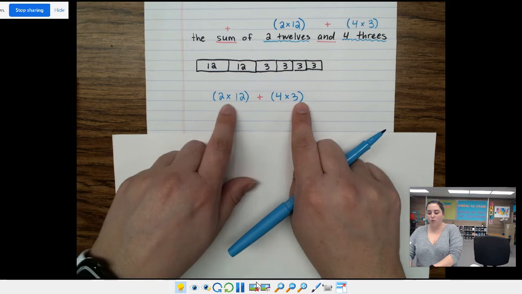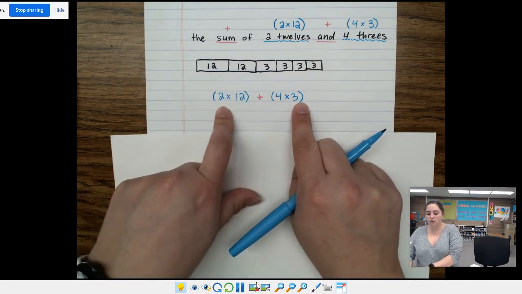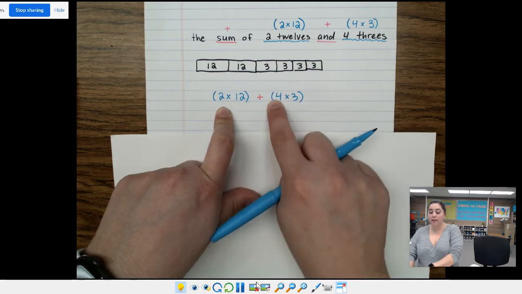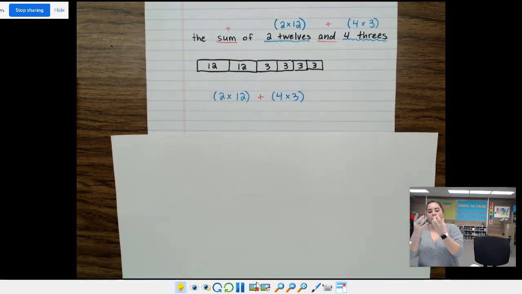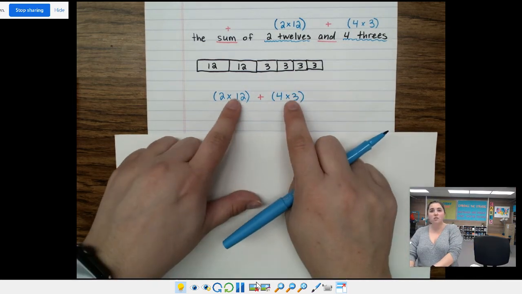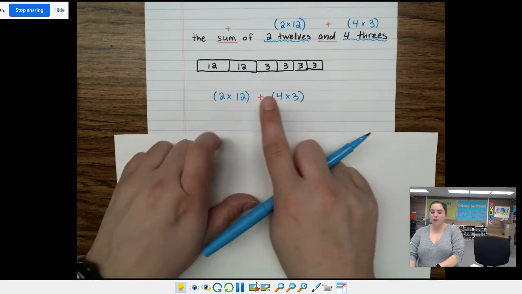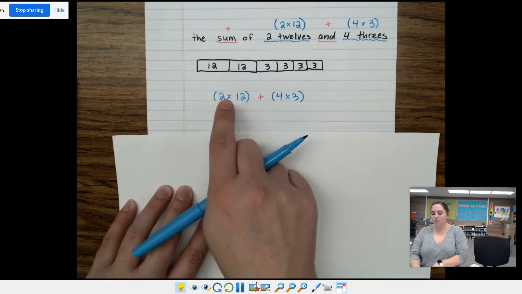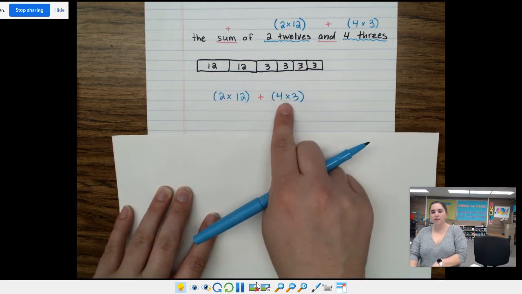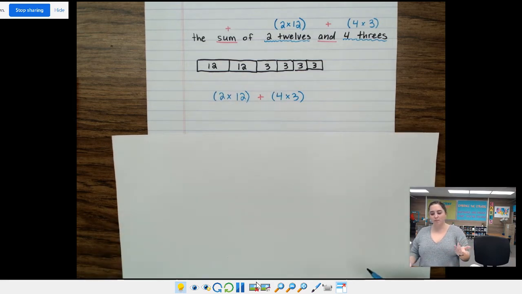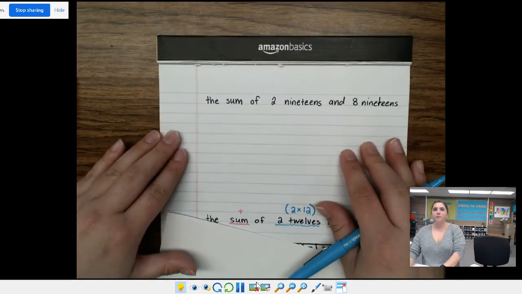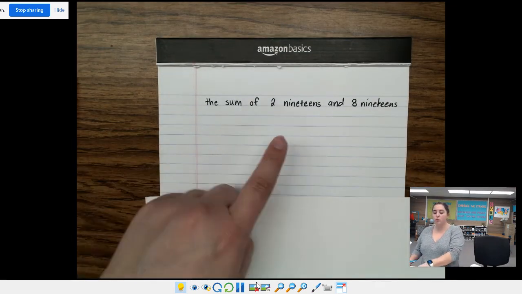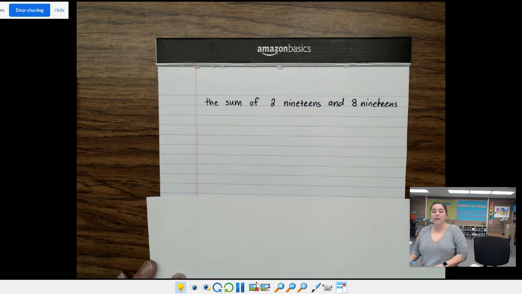They want you to figure out, okay, what is 2/12? What is 4/3? What would it be if you combine them? So find these first, that's what parentheses say, then add them. Do the sum of 2/12 and 4/3. That wasn't too bad, was it? Let's do another one. In this one, it is the sum of 2/19 and 8/19.